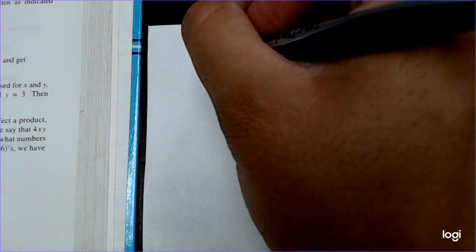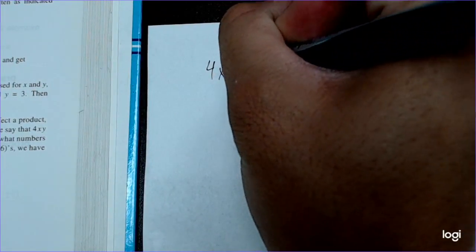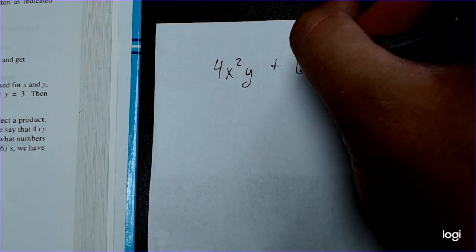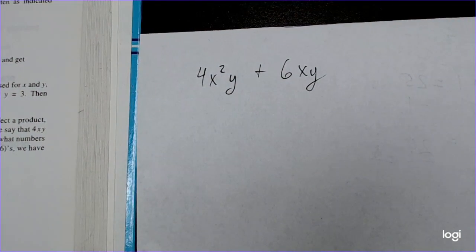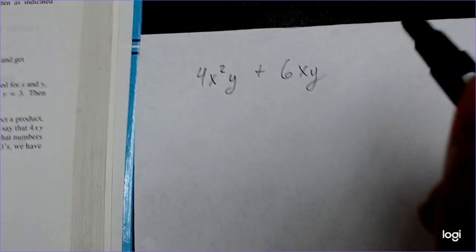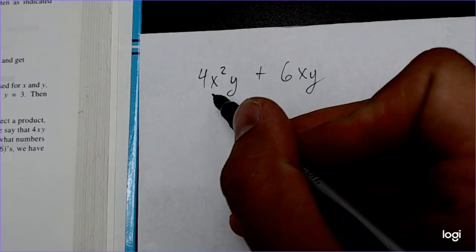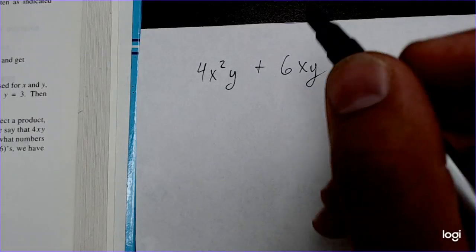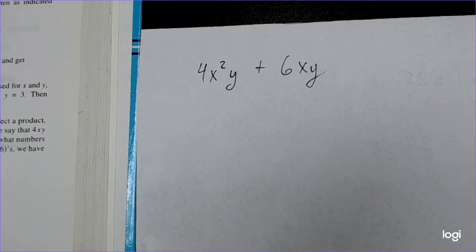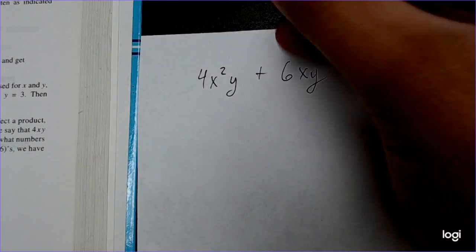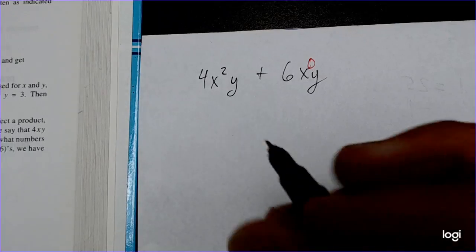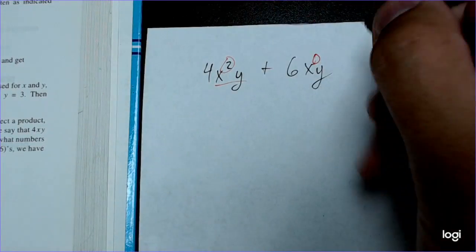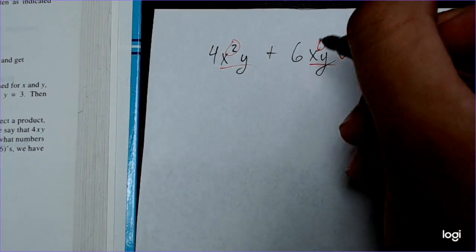What if I had 4x squared y plus 6xy? Are these the same terms? They're not, actually. Not only do we need to have the exact same letters for terms to be equal, we need to have the same exponents. And right now, this x does not have a squared. So these cannot be added. They are not like terms. So in order for things to be like terms, you've got to have the same letters and the same exponents. Letters, those are good. Exponents, wrong.